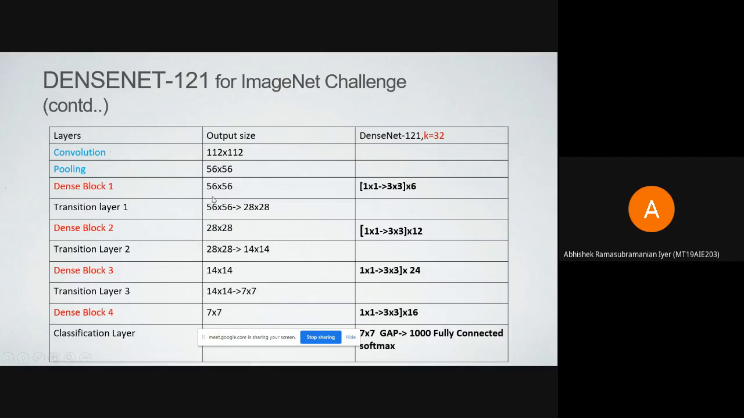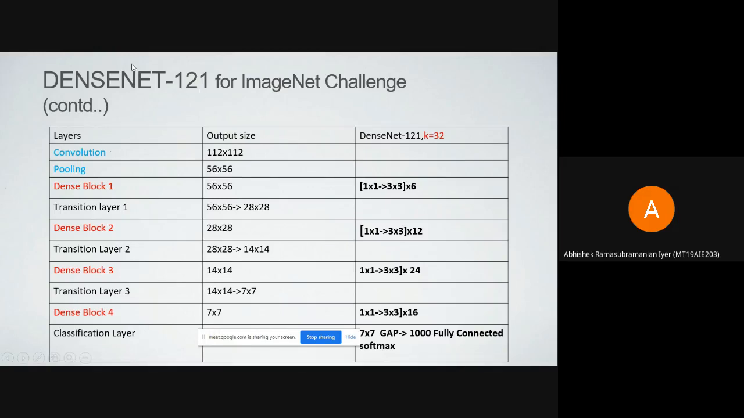three transition blocks. Now for each of the dense blocks, we have 1 cross 1 convolution followed by a 3 cross 3. For dense block 1, this was done 6 times. For the others, it was 12, 24, and 16. So as we see, typically as we grow deeper into the network, the number of layers gradually increases. So that is how the authors have proposed this architecture.